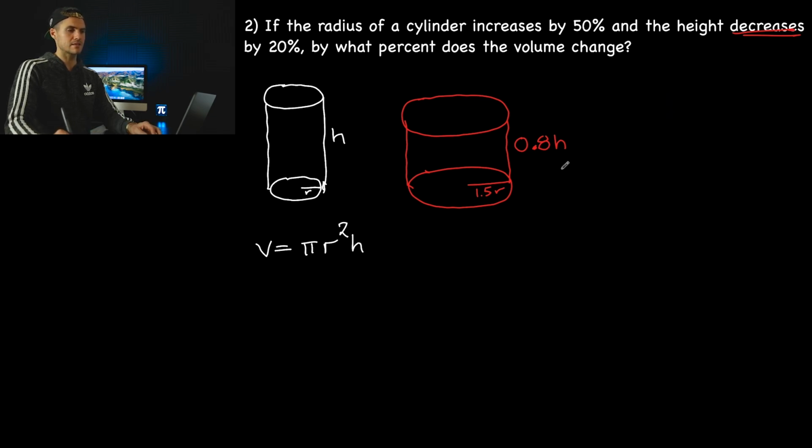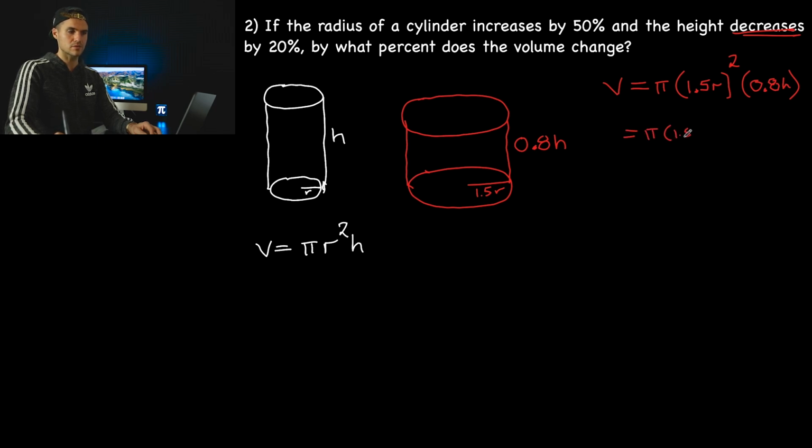So now let's take this new cylinder and let's find an expression for the volume. So the volume of a cylinder, it's pi times whatever the radius is squared. So our new radius is 1.5 r. That's going to be squared. And our new height is going to be 0.8 h, like that. Okay, and let's simplify this.